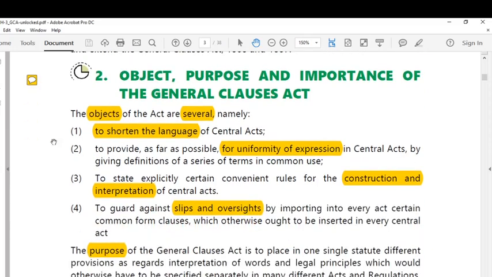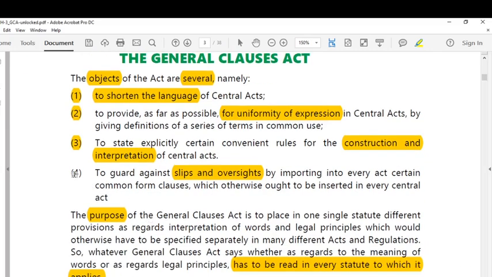And the third object is to state explicitly certain convenient rules for the construction and interpretation of statutes, or the central enactments.